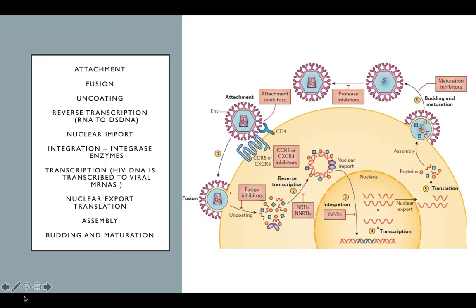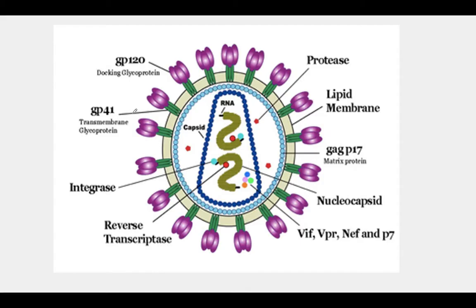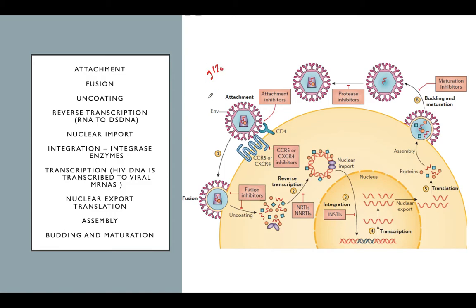Now let's move to the life cycle. The life cycle is very easy. First of all, glycoprotein 120 will come into play. Glycoprotein 120 will bind to CD4, and this will lead to a conformation change. It will then also bind to the co-receptor, CCR5 early on in infection, okay?